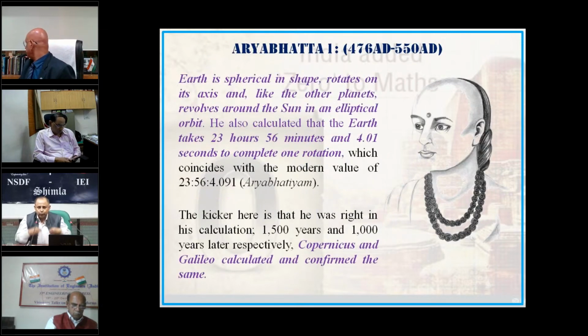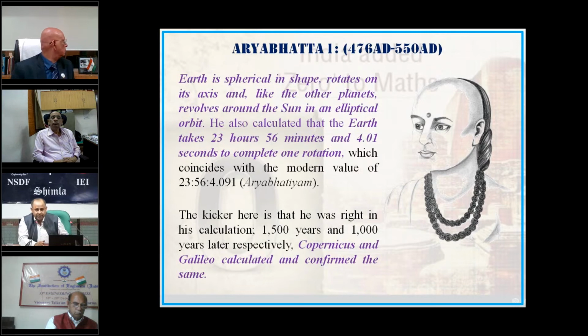So I'll just try to mention what some of our great scientists did. Maybe 4 or 5 illustrations I'd like to give. So this is the great Indian astronomer and physicist Aryabhatta, born in the 5th century AD. You see what he did. He said that Earth takes around 23 hours, 56 minutes and 4.01 seconds to complete one rotation. This is exactly the calculation done by modern scientists about 200 years back.